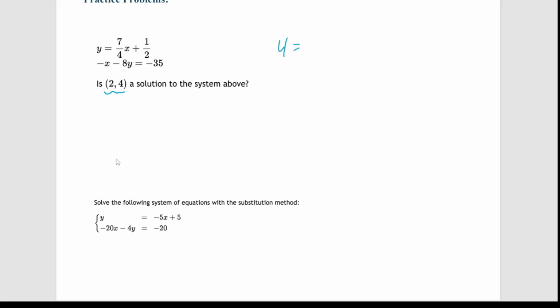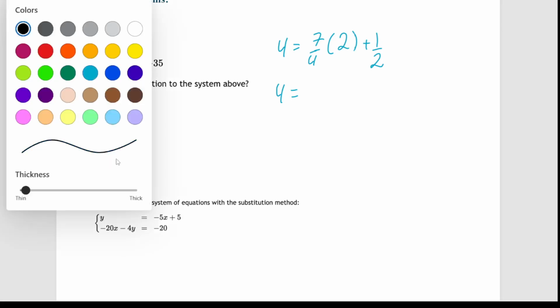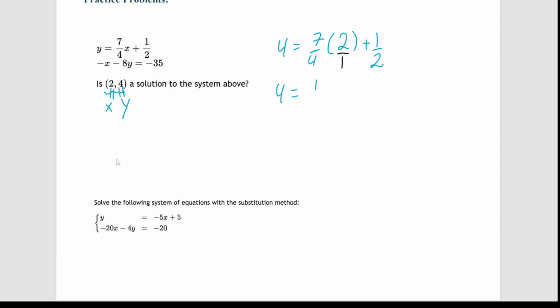So substituting in, y is 4 equals 7/4 times x is going to be 2 plus 1/2. So all I did was replace everywhere I saw an x with 2, everywhere I saw a y with 4. And then we're going to go ahead and start to solve. So 4 equals, and then keep in mind this 2 is secretly over 1. And we're going to multiply across the top, multiply across the bottom. 7 times 2 is 14 over 4 plus 1/2.